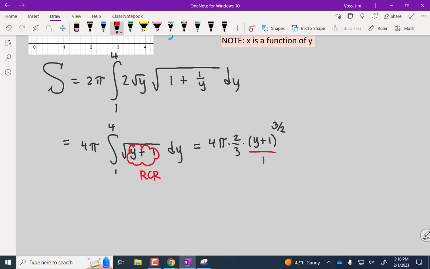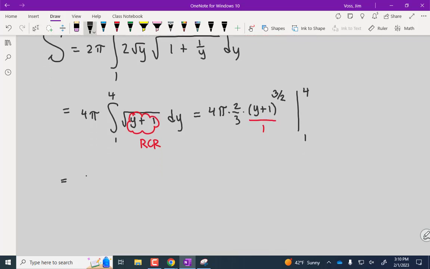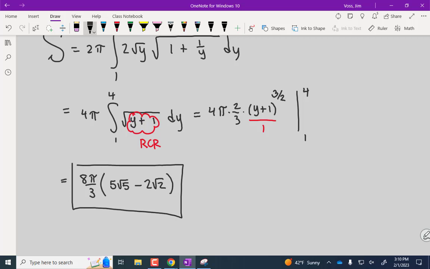And then our limits of integration, 1 to 4. The coefficients can combine to 8 pi over 3. Plugging in the 4, we get 5 to the 3/2, which we've been writing this way as a simplified form of 5 to the 3/2. And then we plug in 1. 1 plus 1 is 2. 2 to the 3/2, which we would typically write in that simplified form. That will be the surface area.